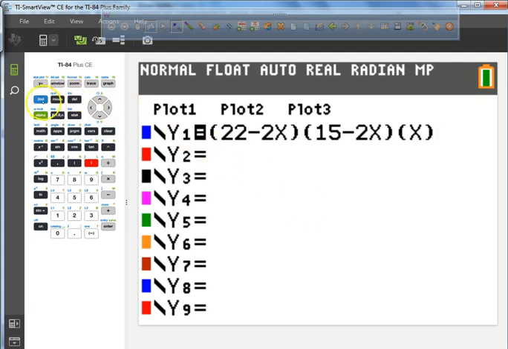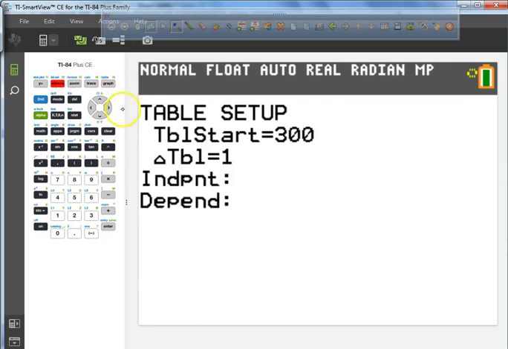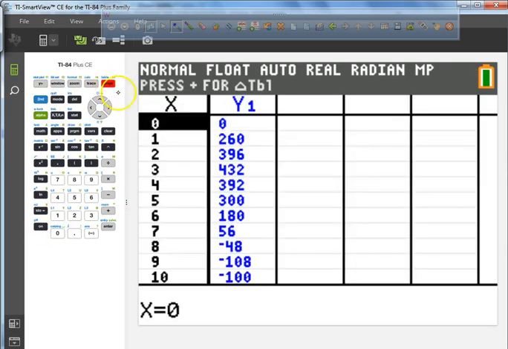And what I want you guys to do is just check your table. Check your table here. All right? Oh, you might want to start your window. Sorry, not at 300. Start it at 0. So what does 0 represent? 0 represents if you don't cut anything, right? What's your volume if you don't cut anything? 0, because it's a flat piece of cardboard. If you made it 1, if you cut out a length of 1, what's your volume going to be? 260. If you cut out a 2, what's your volume? If you cut out 3, what's your volume? Cut out 4, what happens to your volume?